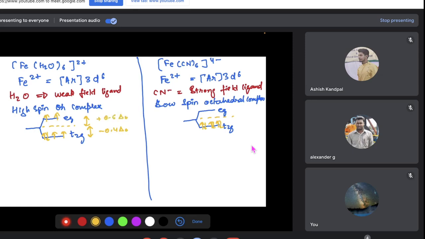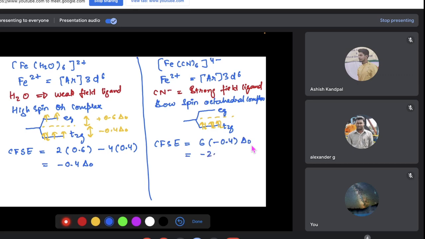Delta naught. So the CFSE of this complex will be 2 into 0.6 and minus 4 into 0.4. So this will be minus 0.4 delta naught. And here the CFSE will be 6 into minus 0.4 delta naught, which will be equal to minus 2.4 delta naught.